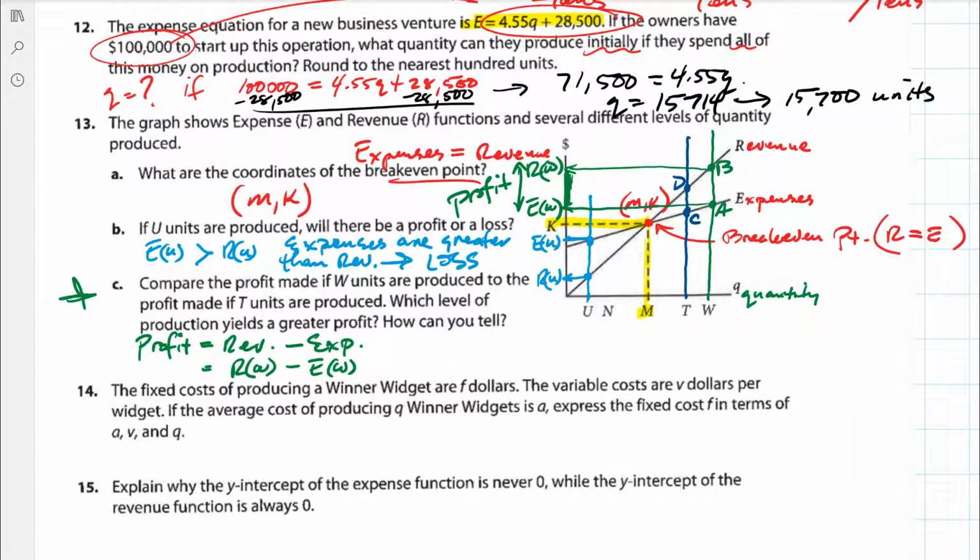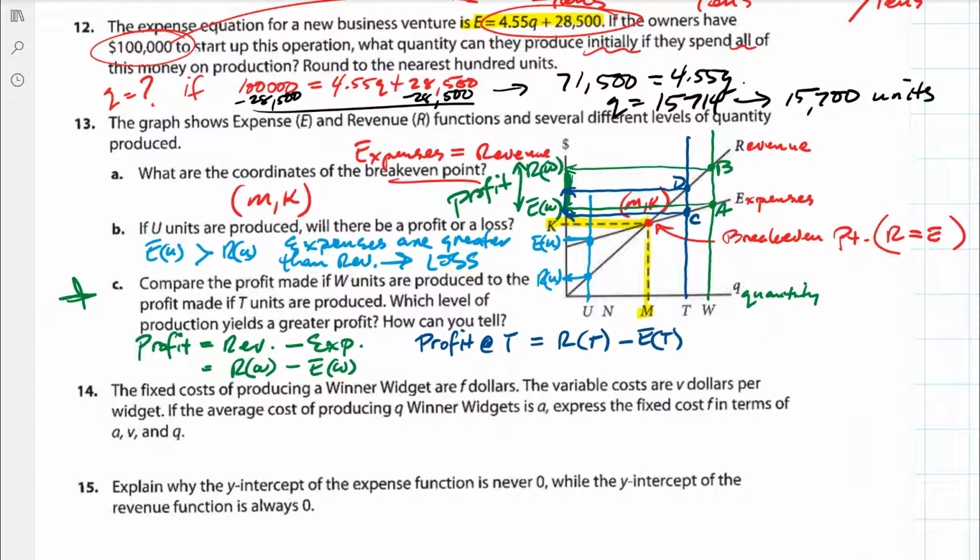If I did the same thing, and it's getting a little cluttered up here, but I'm going to do my best. At point C, go to the left to figure out the monetary amount, and at point D, go to the left. That distance between the two is the profit. So the profit at T would be equal to the revenue at T, R of T, minus the expenses at T.